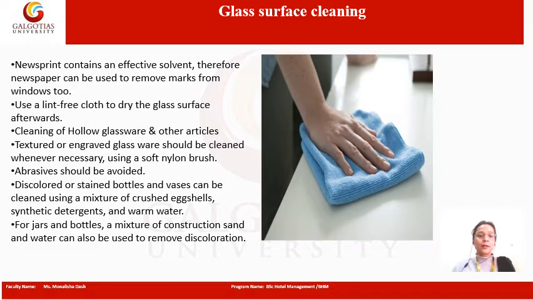Next, for jars and bottles, a mixture of construction sand and water can also be used to remove the discoloration. So these are all the various methods we have learned that can be used to maintain various types of glass surfaces, whether that is a jar, a bottle, a chandelier or any other surface. They have a specific method which must always be followed in order to maintain the shiny characteristics of the glass. So let's see what is there next for us.